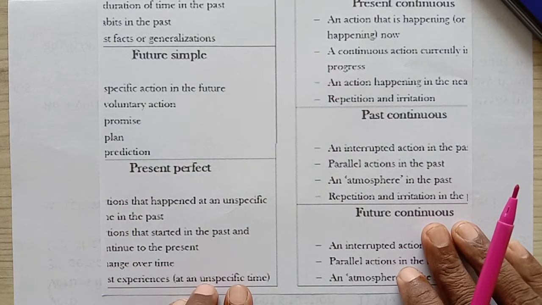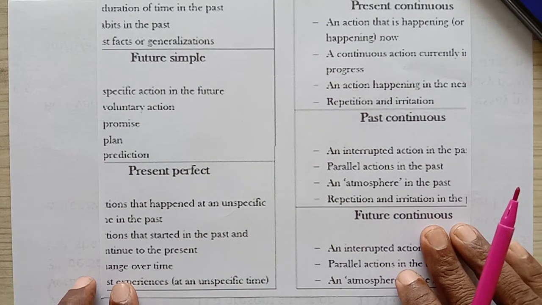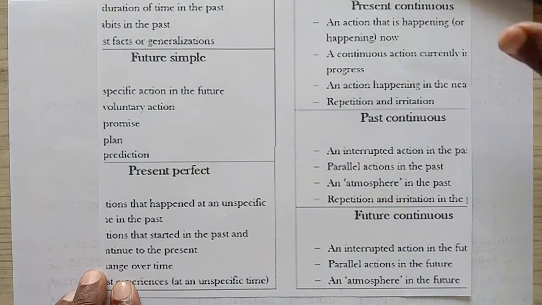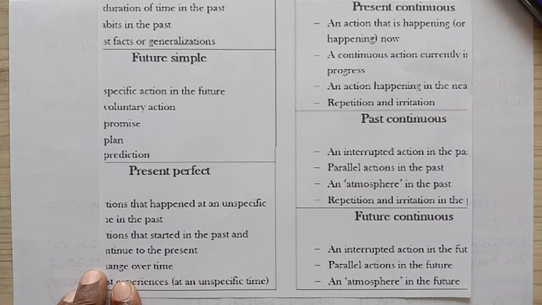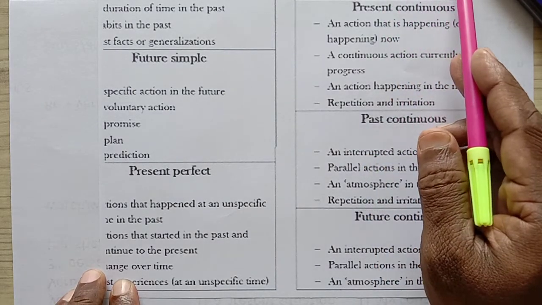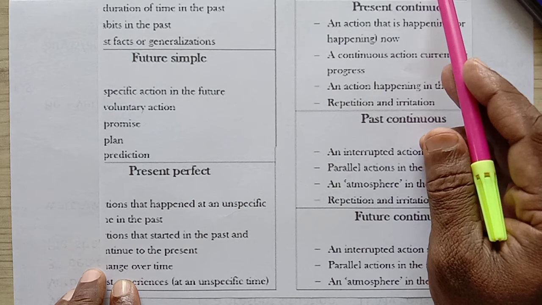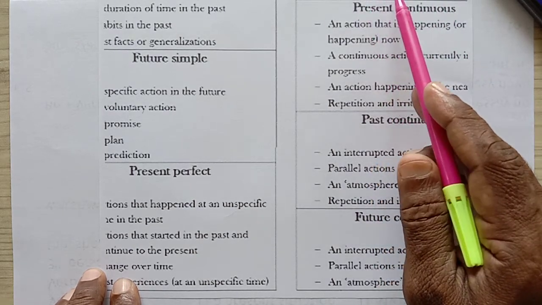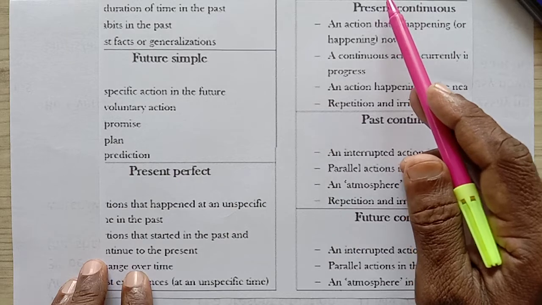Okay, students, now coming to the next. Here we have completed actions, future perfect tense: a completed action happening before something in the future, and duration before something in the future.